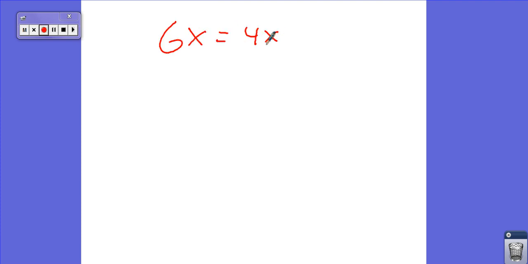6x equals 4x minus 10. Do we have a variable minus 10? Yeah, I did. I thought I wrote 0. 6x equals 4x minus 10. When we have variables that are on both sides of the equal sign, before we can solve the equation, we need to get the variables all to the same side.